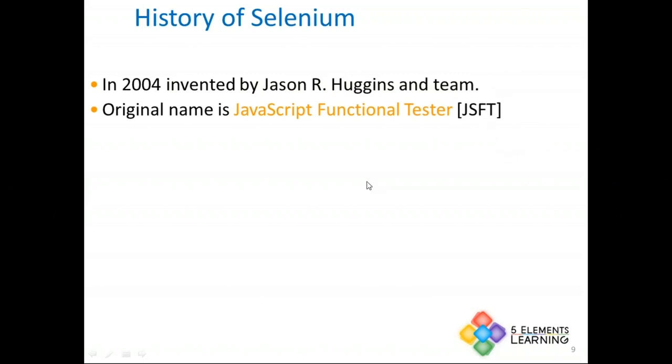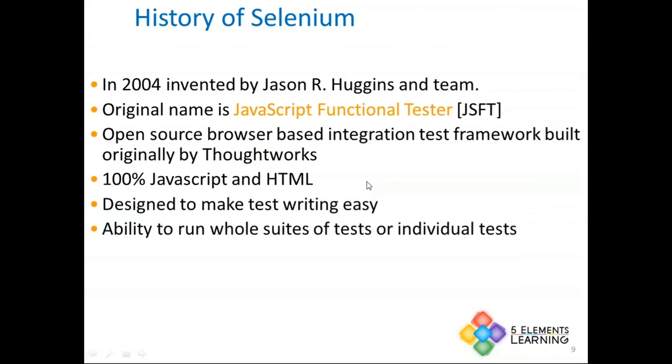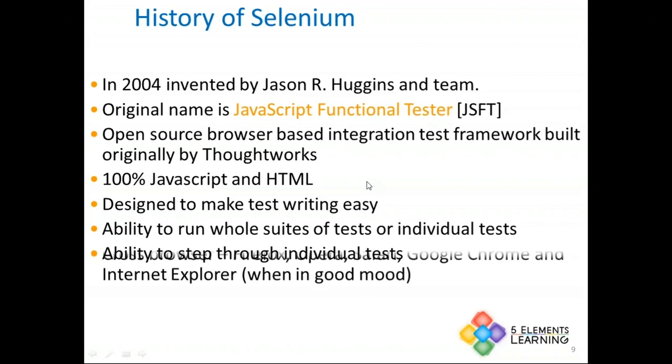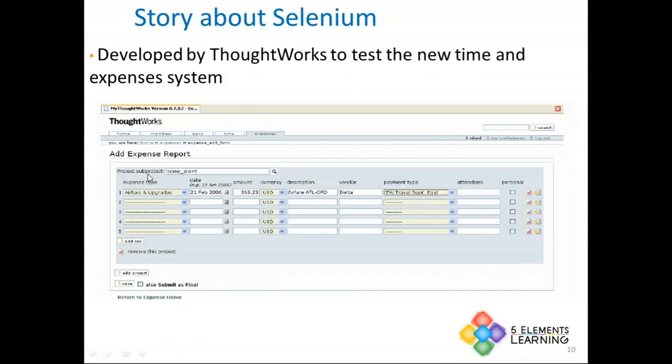So Selenium was invented by Jason R. Huggins and team in the year 2004 while working with the organization ThoughtWorks. It was originally named JavaScript Functional Tester. It was based upon JavaScript and HTML and was designed to make test writing easy. It was cross-browser, which means it supported Firefox, Safari, Chrome, IE, and this was how the interface looked. It was supposed to test the new time and expense system created at ThoughtWorks.